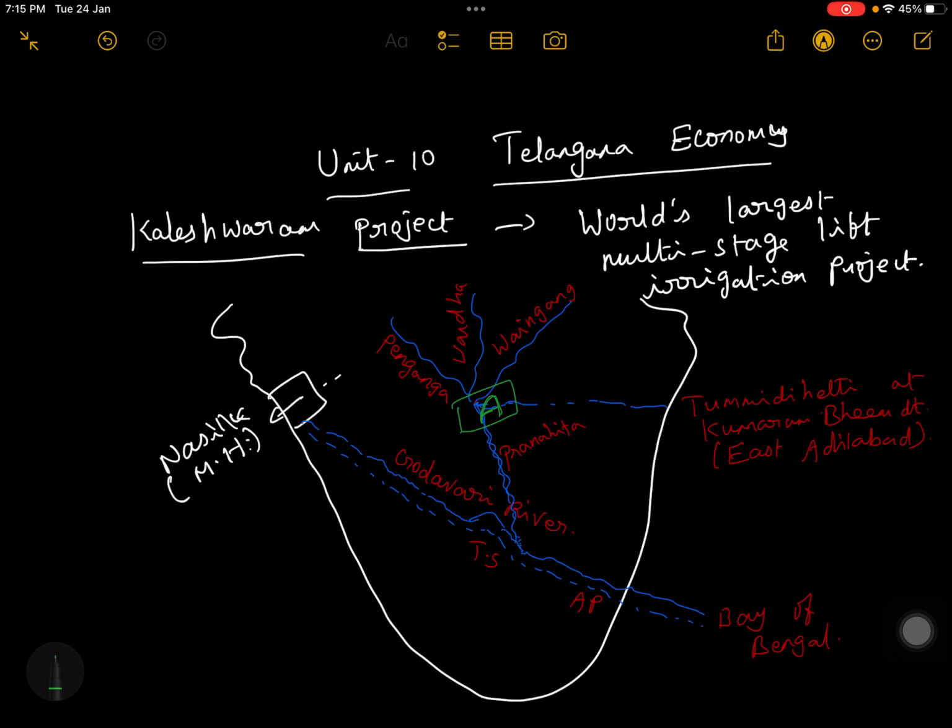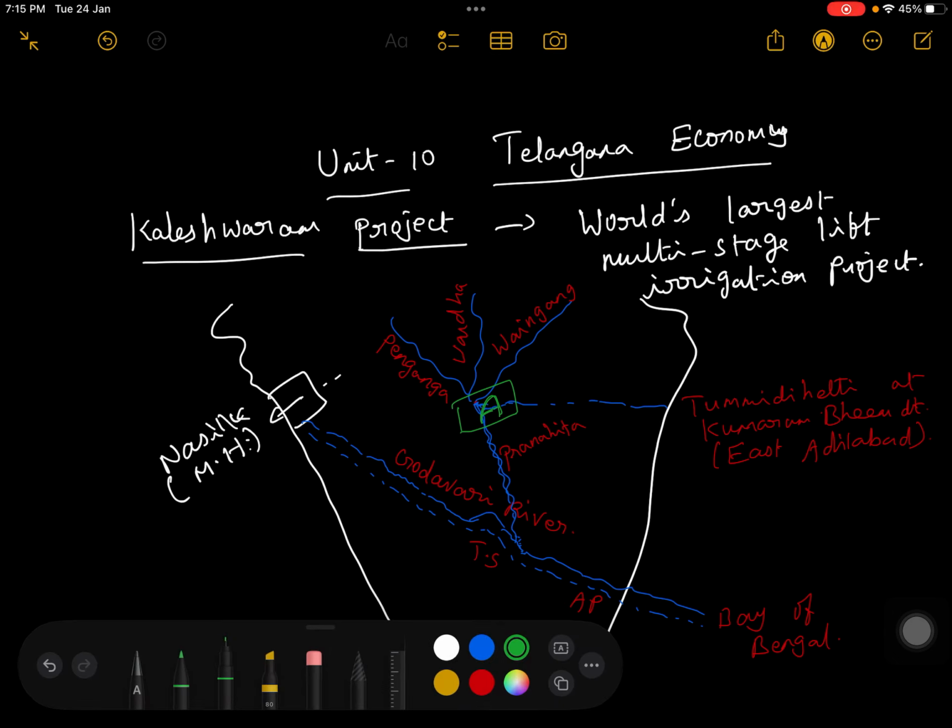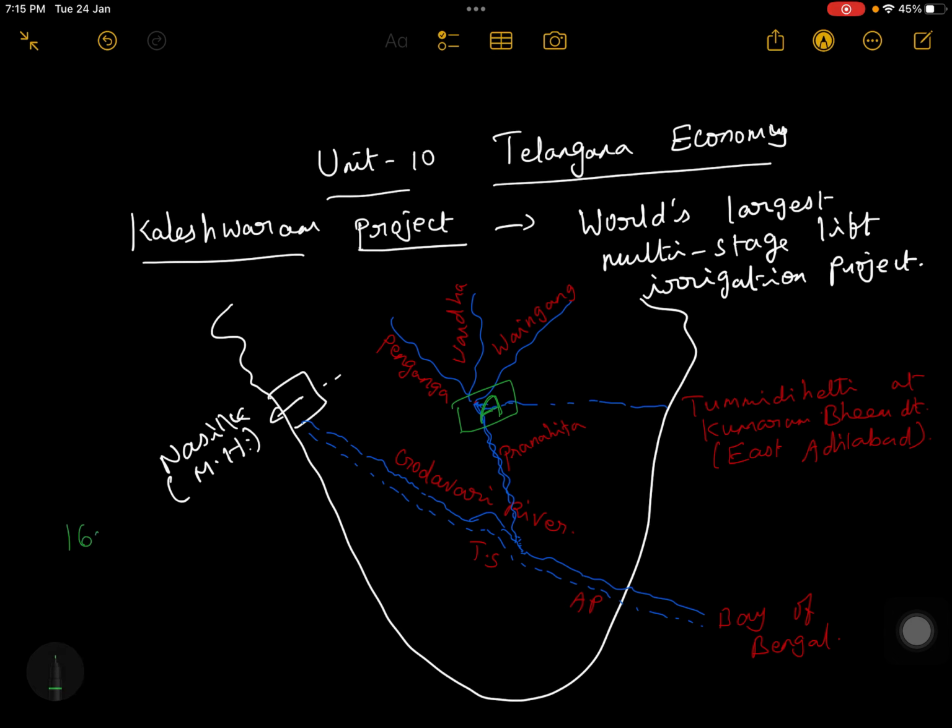If you construct a barrage, the water will be diverted. That is what is called a barrage here. He wanted to construct a barrage here to divert water equal to around 160 TMC feet. As per the water tribunal, the water capacity is 150 TMC. The barrage was supposed to be around 158 meters, at Tummidihatti, Kumarambheem district.